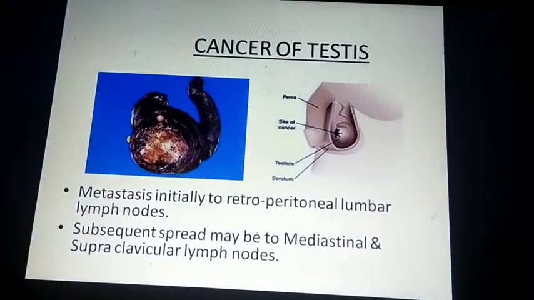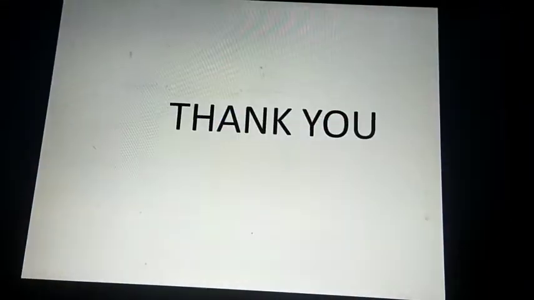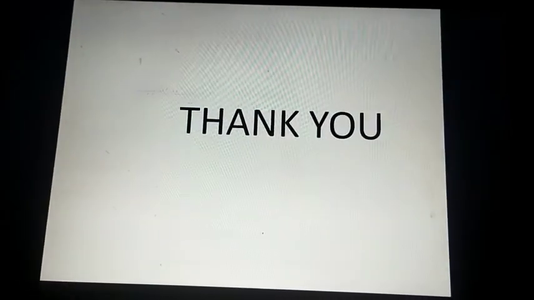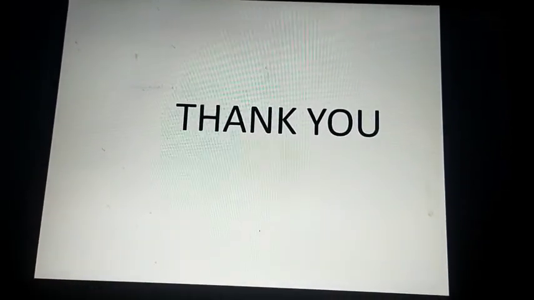Cancer of the testis. Okay, thank you very much. This is about the scrotum and the testis, anatomy of the testis.